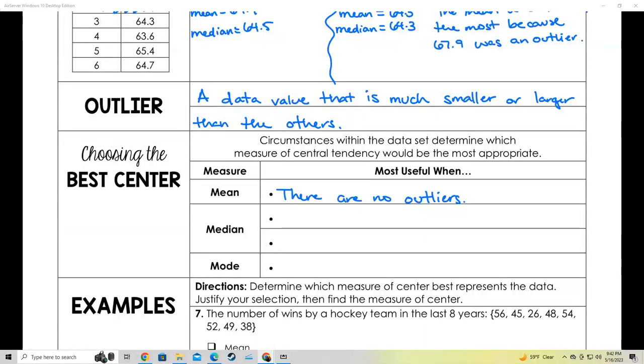Okay, when do you use the median? You use the median when there are outliers. You also want to use the median when the middle numbers don't have this huge gap in between.